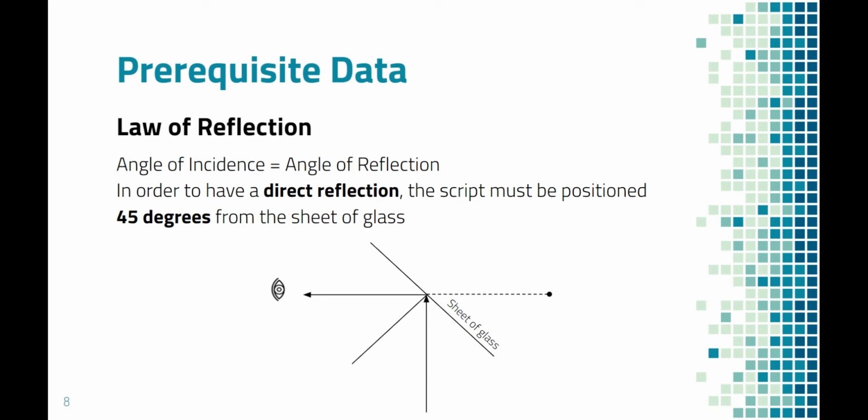Here, the law of reflection is introduced. It states that the angle of incidence equals the angle of reflection. The diagram of the previous slide only makes sense due to the fact that the law of reflection takes place. As you can see, in order to have a direct reflection, the script must be positioned 45 degrees from the sheet of glass because the angle of incidence is the complementary angle of that. 90 minus 45 is 45 degrees. The angle of reflection is the same, adding up to 90 degrees of vertical reflection.